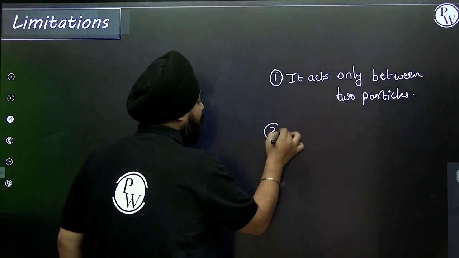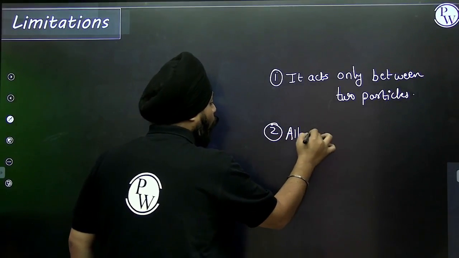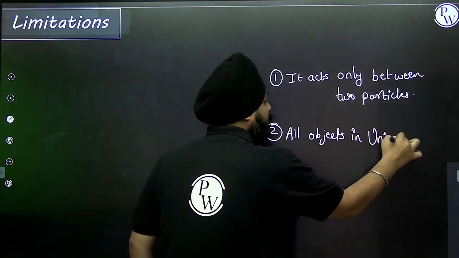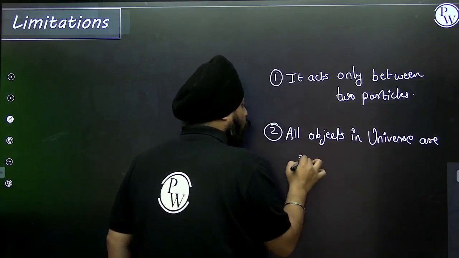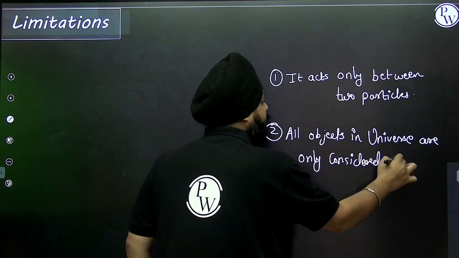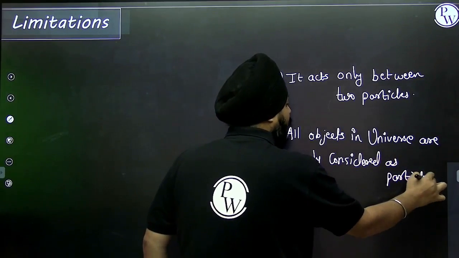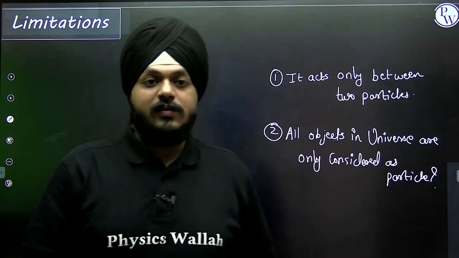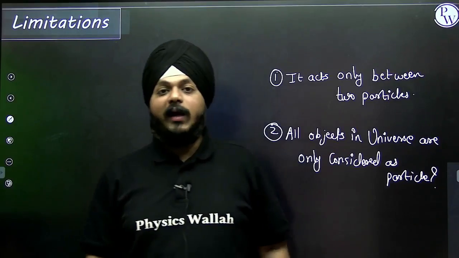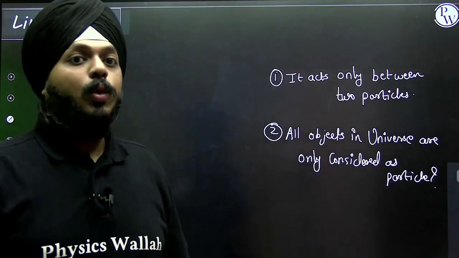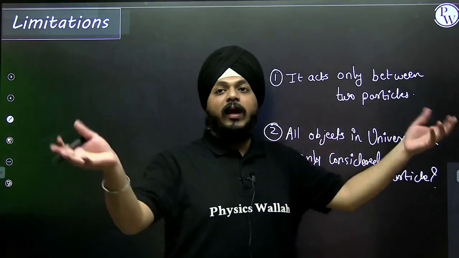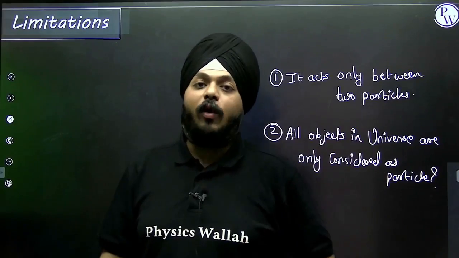Second limitation. All objects in the universe are considered only as particles, they do not have any kind of structural formation. None of the particles can be square, perfectly spherical, or a hollow sphere. Does a particle have any kind of shape? If no, then it is easy to define Newton's law of gravitation.